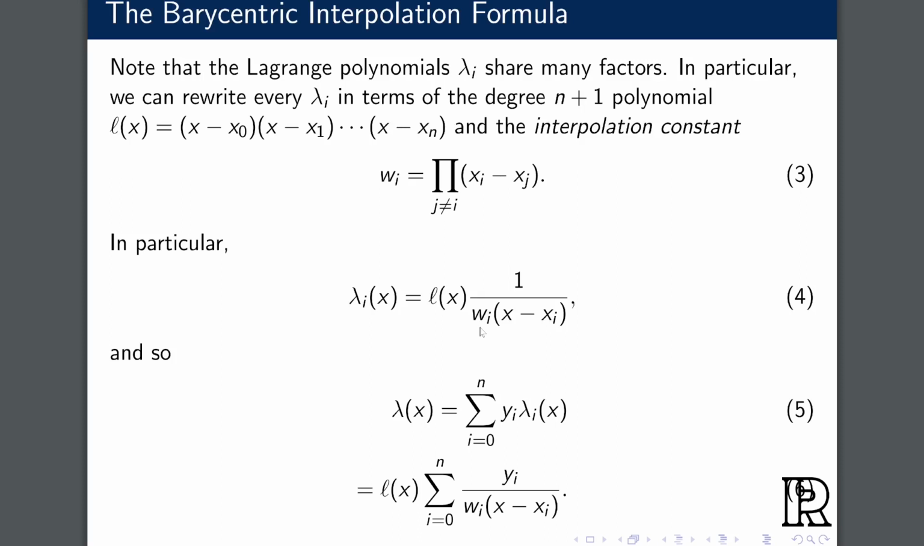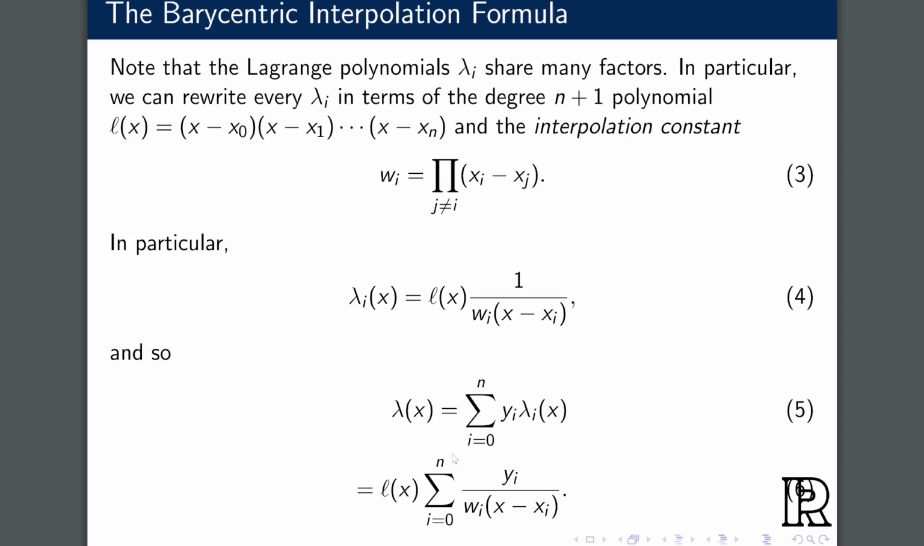Now, don't get too bogged down in the apparent division by 0, because what we're actually doing isn't dividing by 0, we're doing polynomial division. This division just takes out one of the factors in the L. But in this way, all of the lambda i's now have this big shared factor, and the only difference between them is this last little bit.